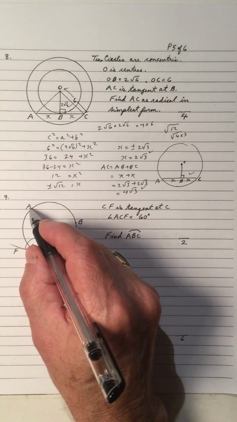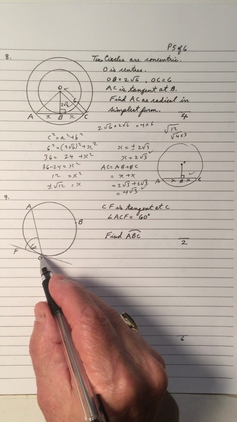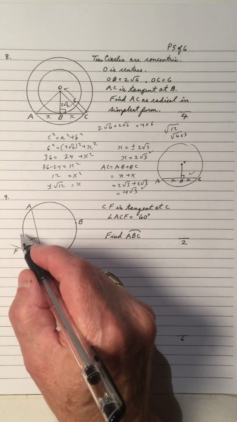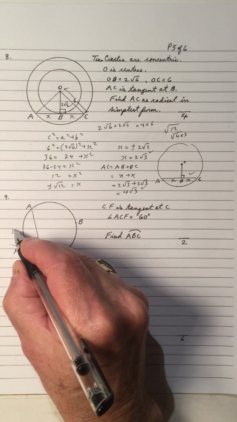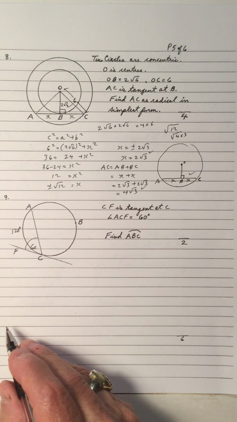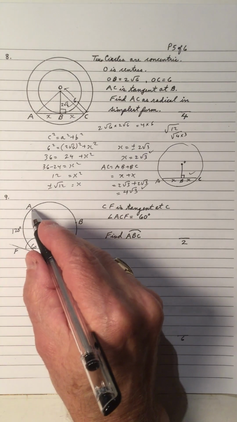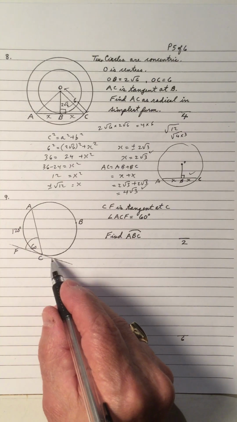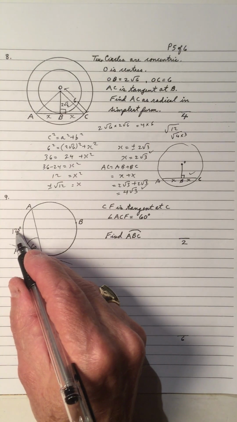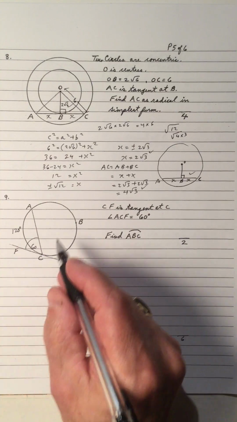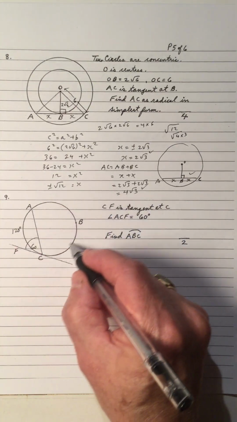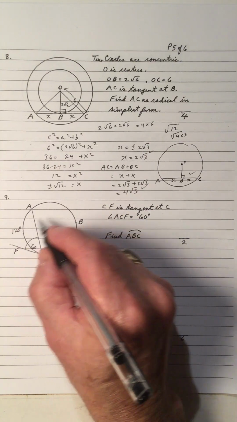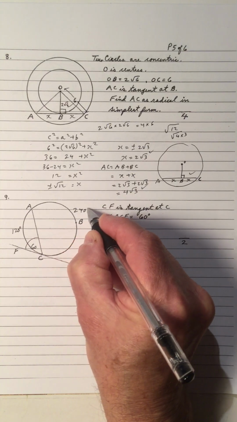Well, this is an angle formed by a chord and a tangent. So this angle here is half this intercepted arc. So that means the arc AC is 120, because the angle formed by a chord and a tangent is half the intercepted arc. So this is 120, half of it is 60. And so this is 360 around the circle. So that means ABC is 360 minus 120. So it's 240.